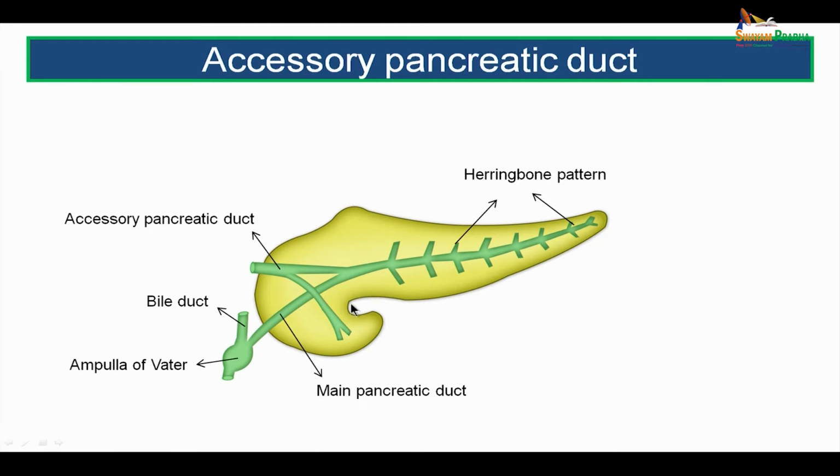This picture shows us the accessory pancreatic duct, draining the secretions from the uncinate process, going upwards and forwards and laterally, crossing the major pancreatic duct from the anterior aspect and then opening at the minor duodenal papilla, which lies 2 centimeters above and anterior to the major duodenal papilla.